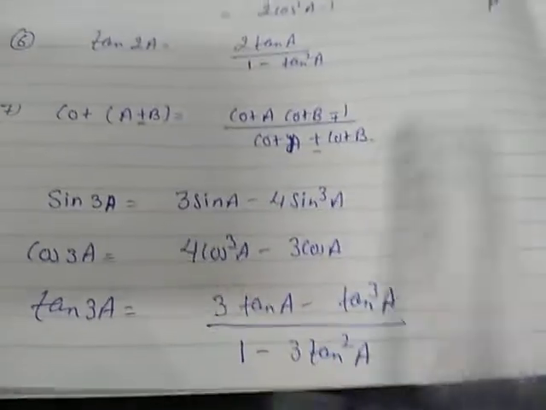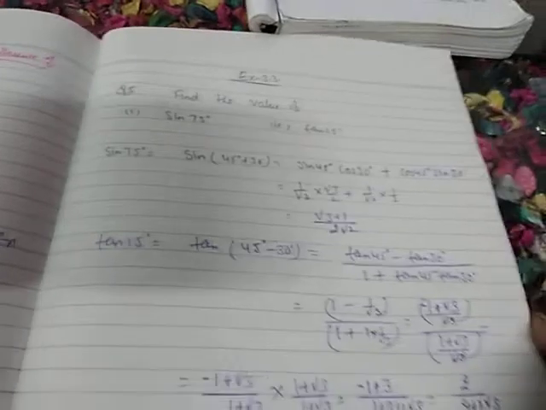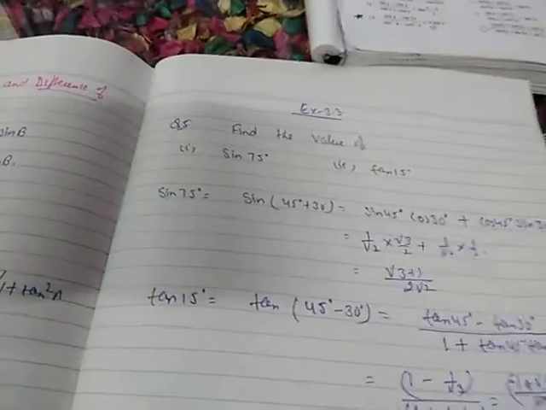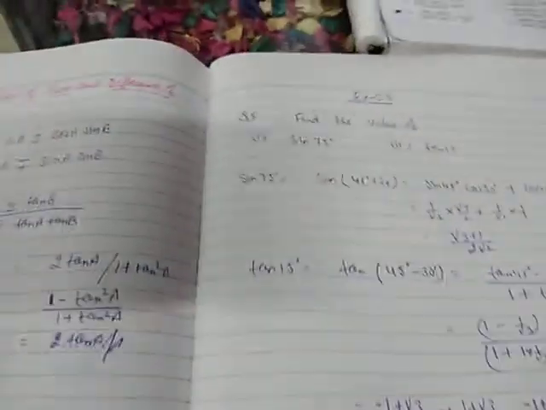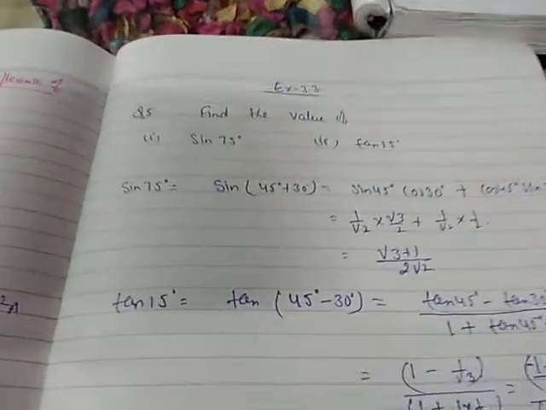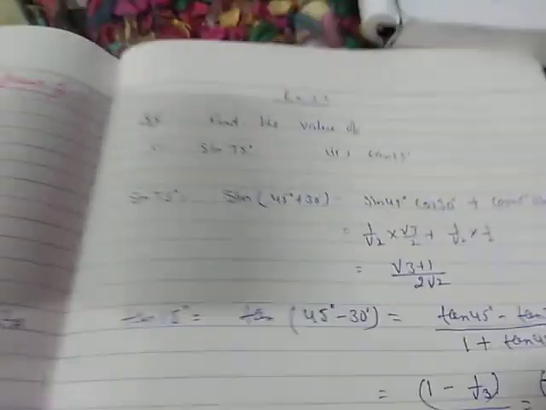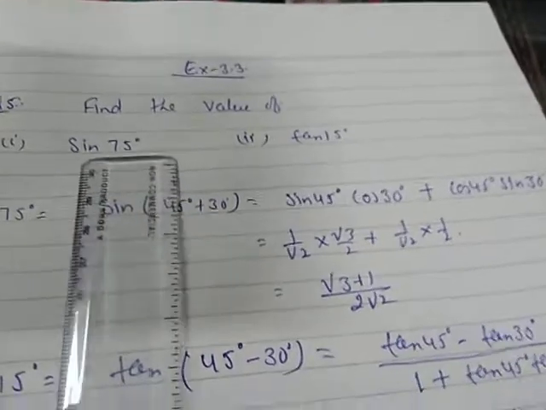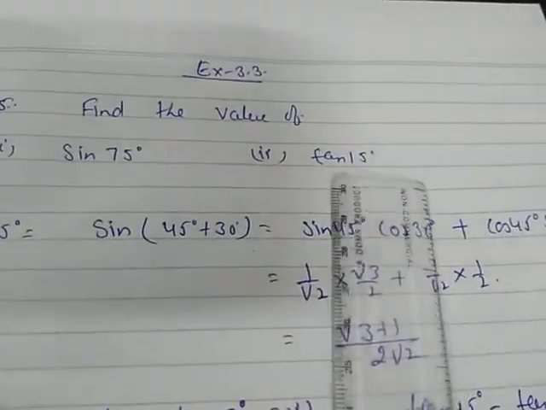Okay, based on these formulas, in exercise 3.3, from question number 5 onwards, questions 5 to 11 are there, and questions number 1 to 4 I have already explained in previous videos. Now in question number 5, we need to find the value of sin 75 degree and tan 15 degree.